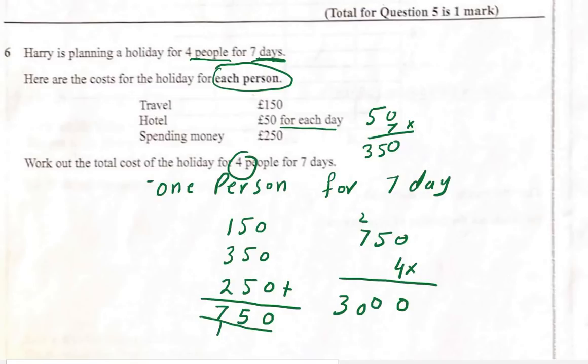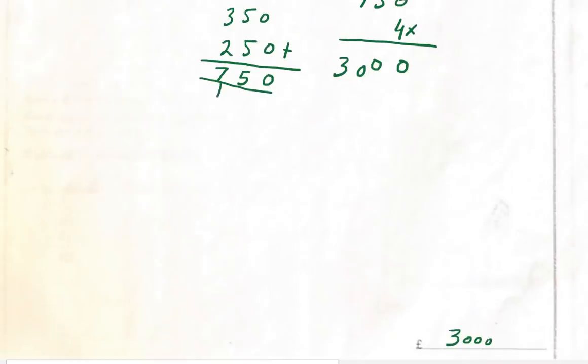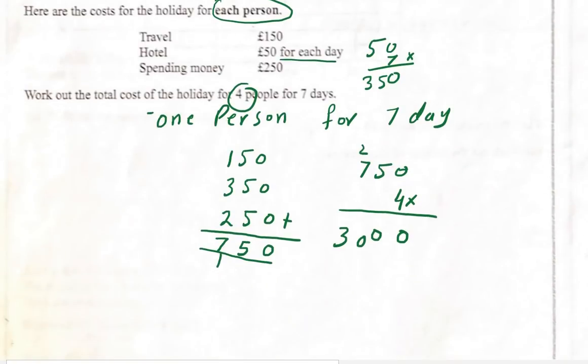So we can write the answer, 3000. Look, this question is 4 marks. So make sure that if you cannot get the answer, you should show some working out as well. If your working out is right, you might get some marks.